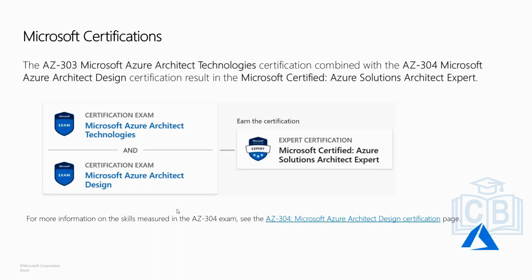This is just one paper, so I would recommend you all should go ahead with both the papers. First is AZ303, which is technology implementation, and second is AZ304, which is design. So once you complete both these certifications, what you get is Certified Solutions Architect Expert, which is your 304 exam.